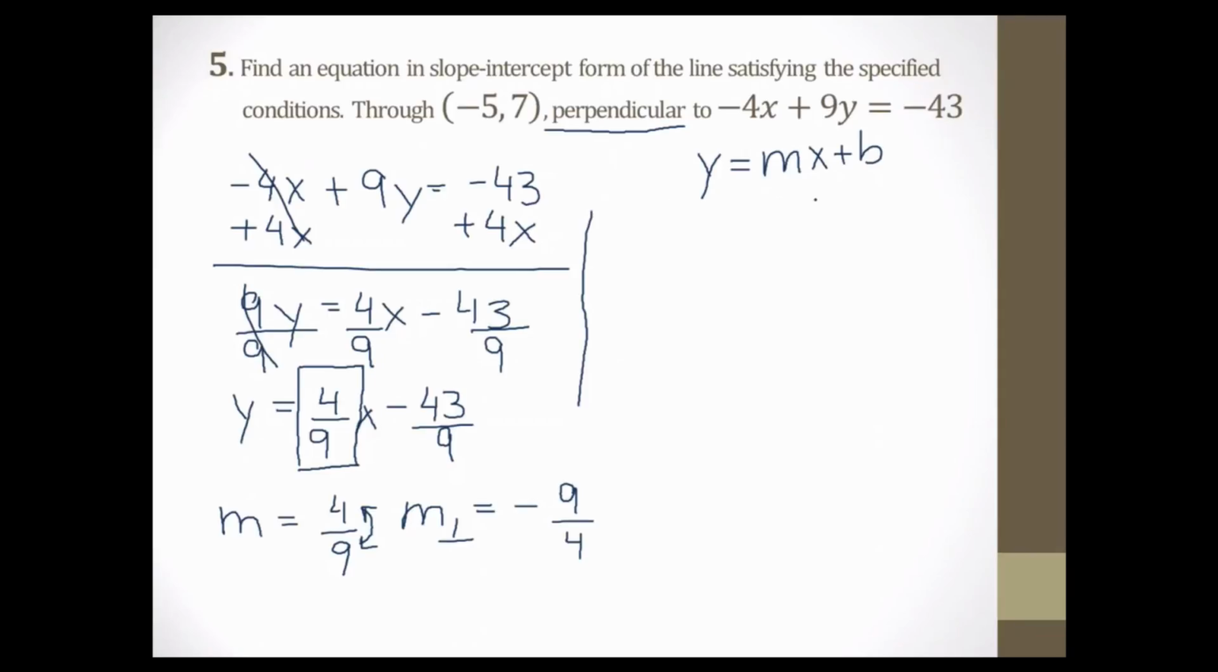And now, just like in our previous problem, we need the other formula, which is the point-slope formula. So y minus y1 is equal to m times x minus x1.